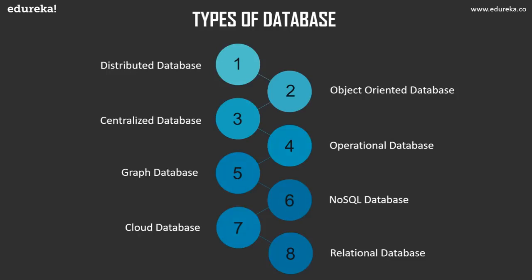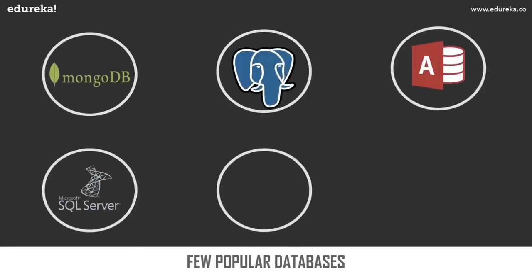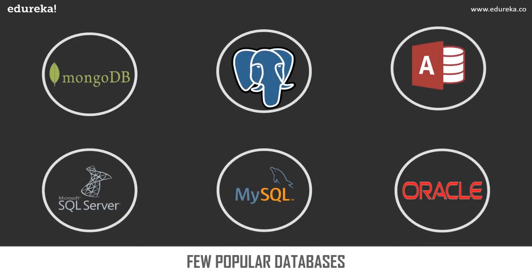Moving on, let's look at some of the popular databases that are widely used today. So they are MongoDB, Postgres, Microsoft Access, Microsoft SQL Server, MySQL, and Oracle DB. These are the few popular databases that are used today. Each one of them has its own pros and cons. Since we have already started the topic of database, it wouldn't be fair to drop this topic abruptly. So I shall discuss a few basic database related queries.